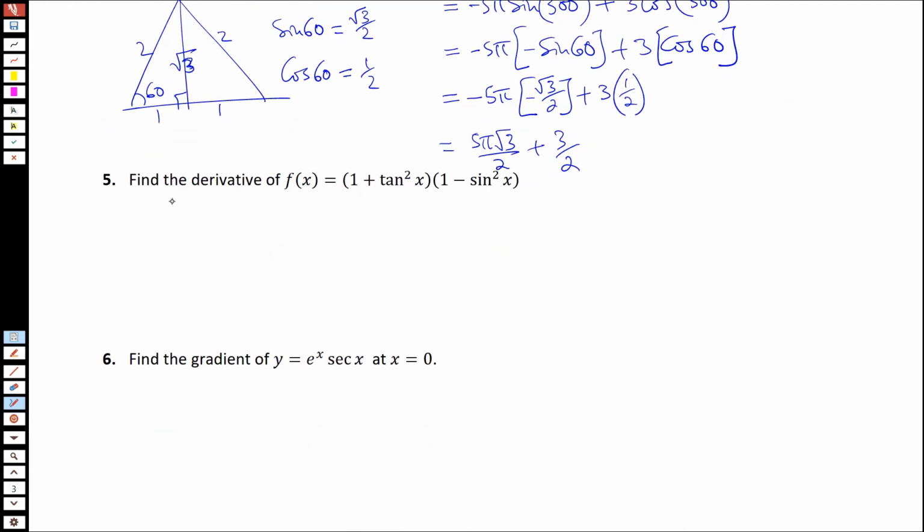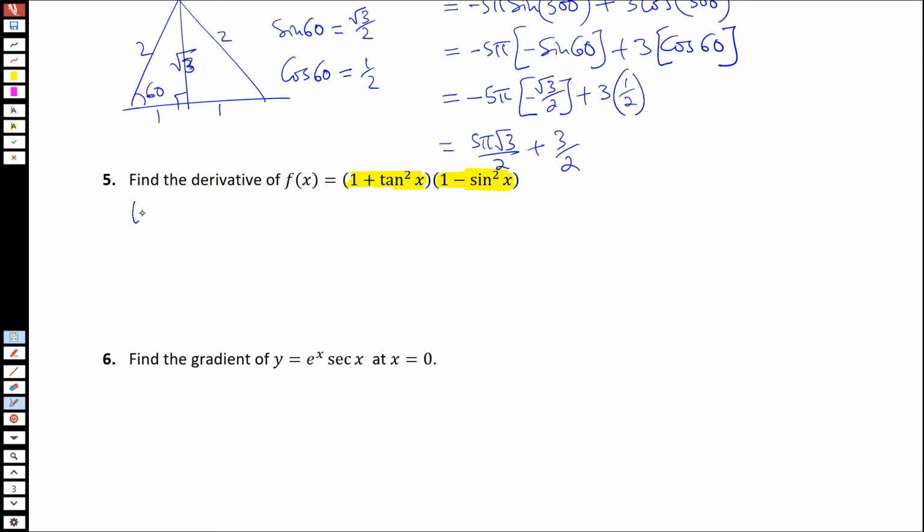The second question, the fifth question here, you have to find the derivative of this function. Now again, if you look at this, we can see that this part here can be simplified. So this is same as secant of x squared, and then this portion here, if you remember trig identities, this will be equal to cosine of x squared.